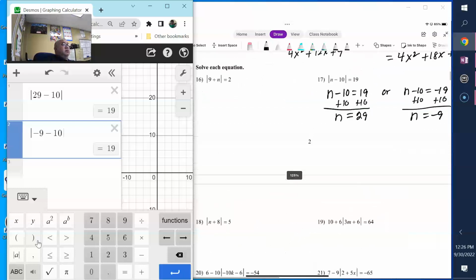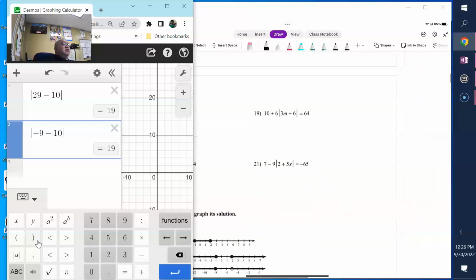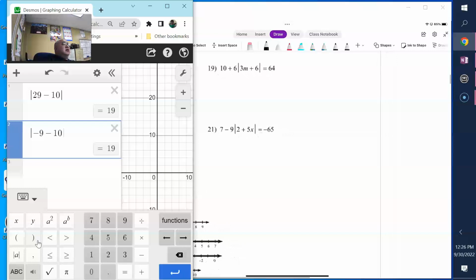Okay, I'm going to go to number 19. Now, number 19, you're going to have to make sure you only have the absolute value by itself. What you have to do first is subtract 10, subtract 10. You got to make it look like you only have the absolute value. So you have 6 times the absolute value of 3m plus 6 equals 54. Divided by 6, divided by 6. So you have the absolute value of 3m plus 6 equals 9.